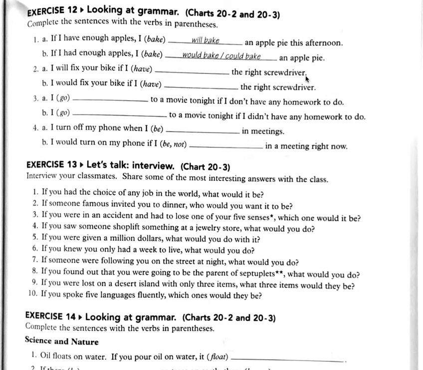Same thing. B. I would fix your bike if I blank the right screwdriver. Now here you say would and fix, the result clause. That means it's unreal in the present future. Okay? So would and the simple form of the verb. So I would fix your bike if I had the right screwdriver. That means I don't have the right screwdriver, I can't fix your bike. Okay? So go ahead and do numbers 3 and 4, A and B.